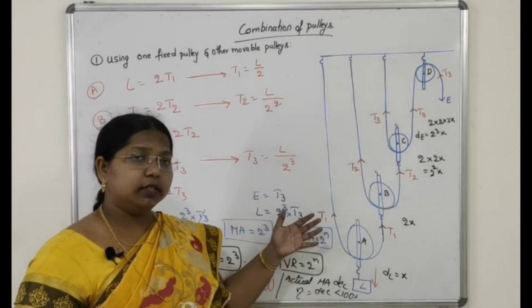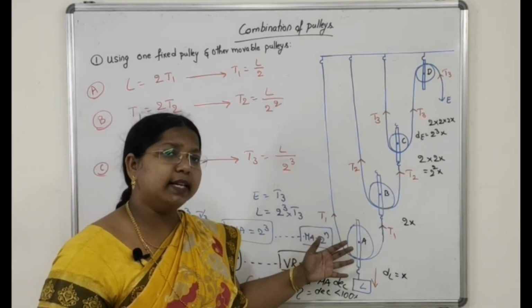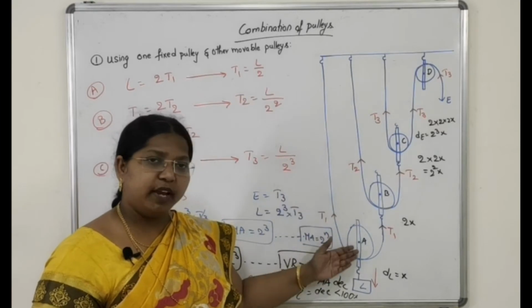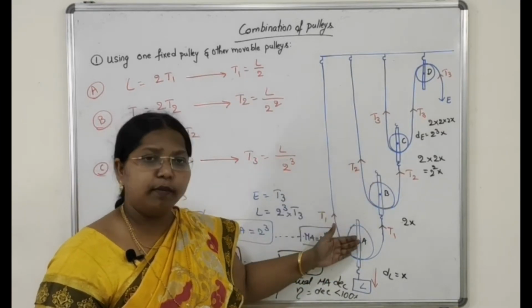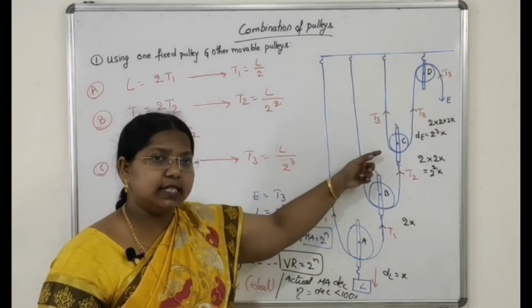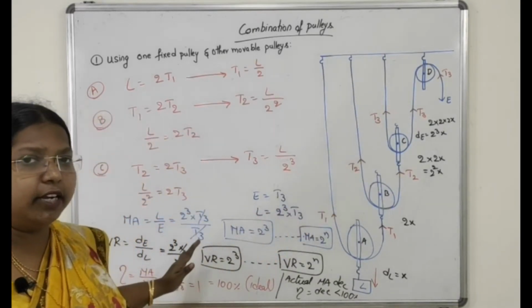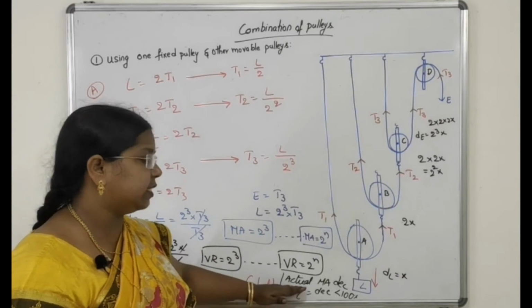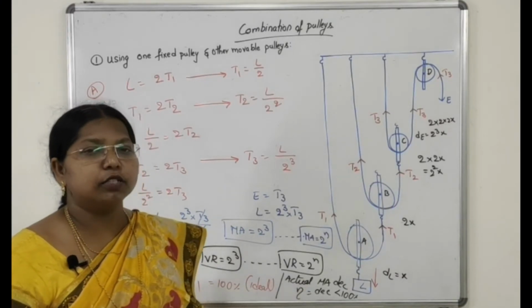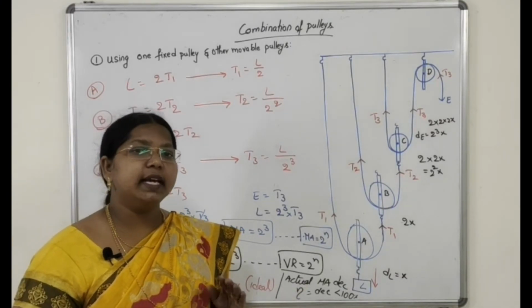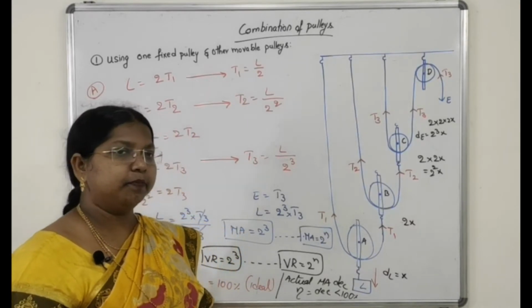Because the friction between the ball bearings of the pulleys and the weights of the pulleys, weights of these mobile pulleys and the strings, will affect the mechanical advantage. Mechanical advantage will decrease. So your efficiency also decreases and it will be less than 100%.